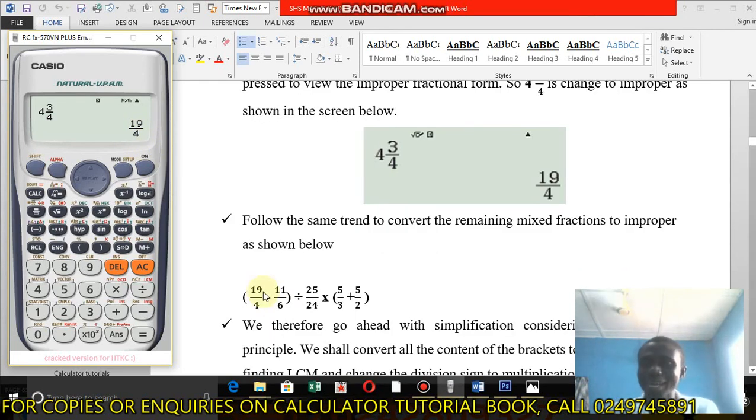19/4. We just write it. You are just punching and writing. It's session B. This is how easy the core mathematics paper will be when you have knowledge of the calculator. So this is what you are going to do.